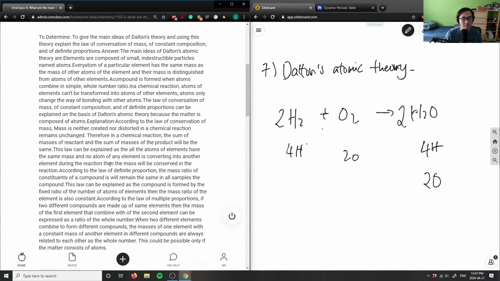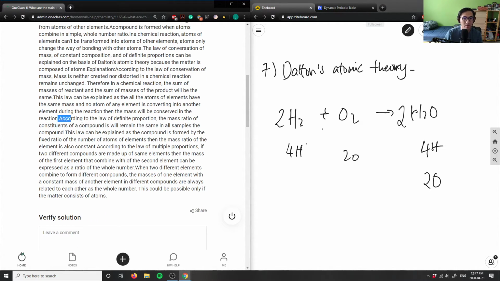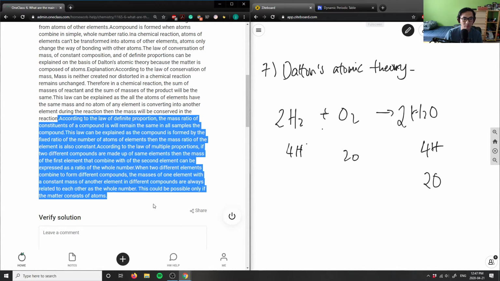That's good. And then they're saying, according to the law of definite proportions, the mass ratio of the constituents of a compound will remain the same in all samples of the compound. That's good. So if I have a sample of water, it has a mass ratio that's constant. It's always 2 hydrogens with 1 oxygen. That's the law of definite proportions.